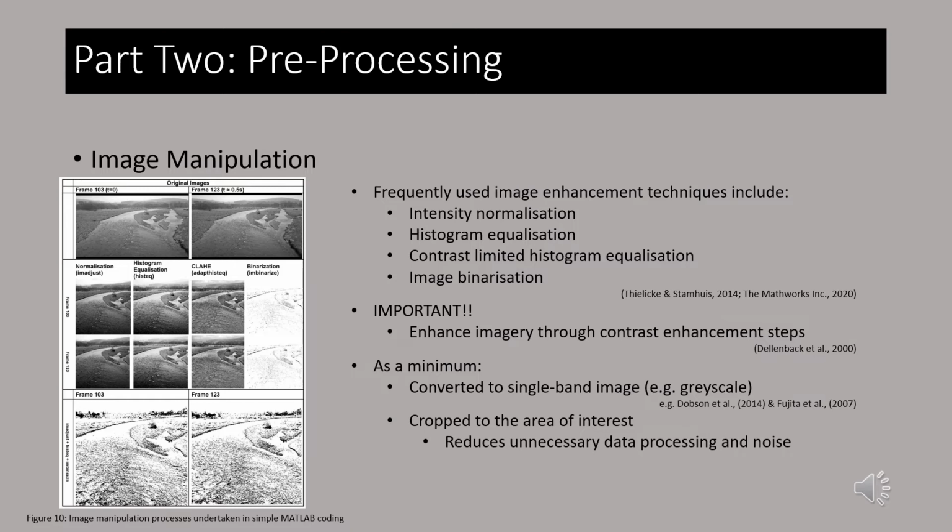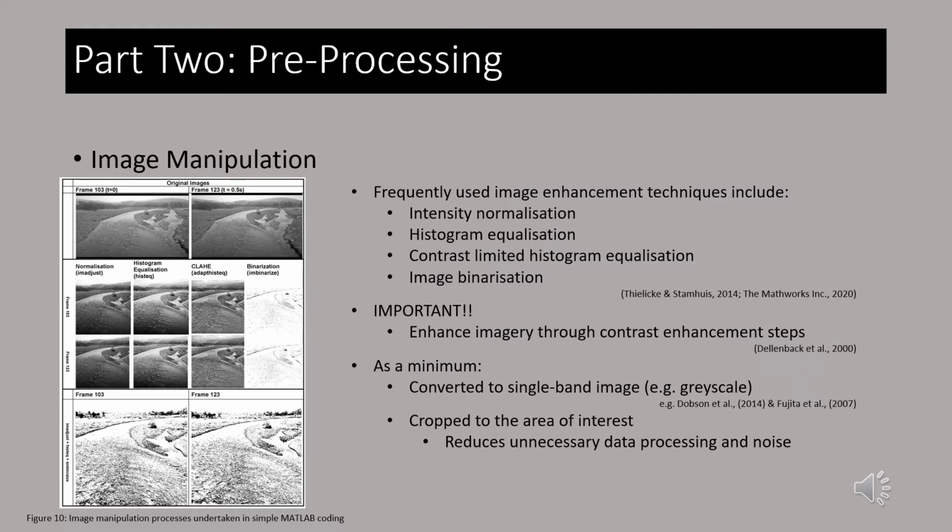So one of the most important techniques to use, arguably in most situations, would be enhancing the imagery through contrast enhancement steps. So this would simply enhance the brightness between the tracer and its background as to make it stand out throughout the process. In general, as an absolute minimum, it's suggested that the imagery is converted to grayscale and then cropped to the area of interest to reduce the unnecessary data processing and noise where possible. The figure that you can see on screen applies each of the corresponding enhancement steps to a frame captured from a drone roughly half a second apart.